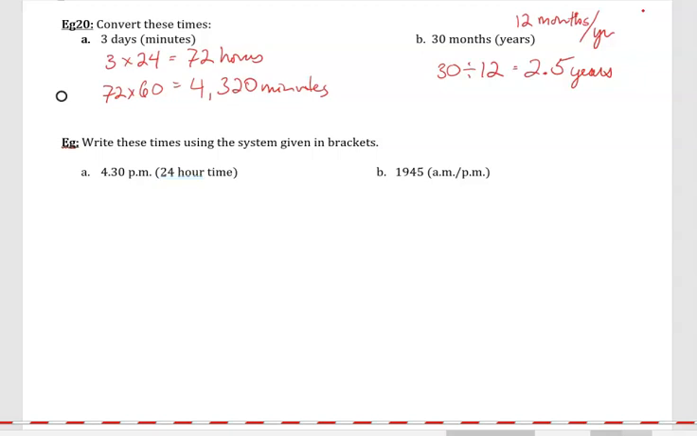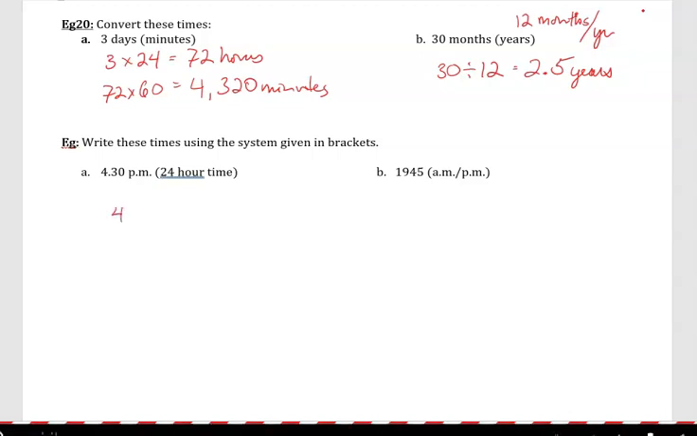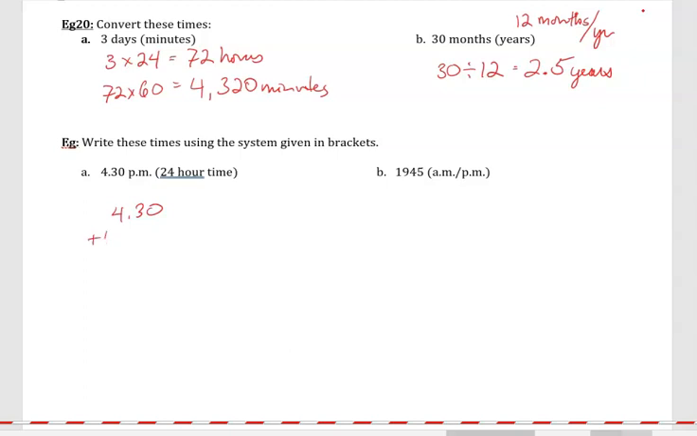Write these times using this system given in brackets, 24-hour time. So 4:30, to that it's really simple. I've got 4:30, and to that I'm going to add a 12. If you want, you write it like that, I don't really mind. So that gives me 16:30, and I do not write PM because 16:30 says it's 4.5 hours after 12.